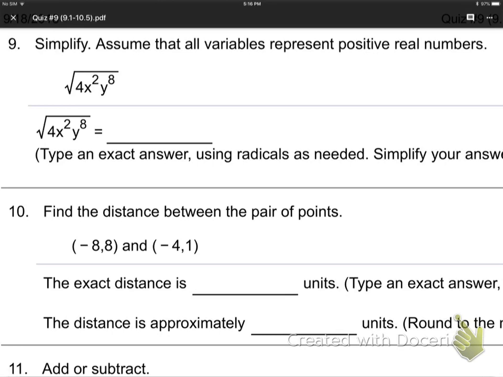Okay, so square root of 4, x squared y to the 8th. So how do we do it? Well, again, I'm going to break it all down.